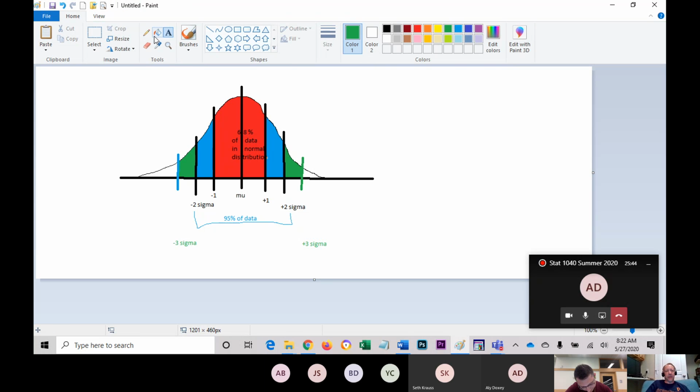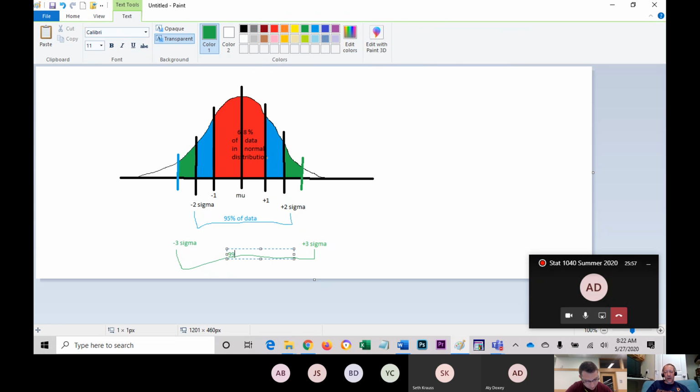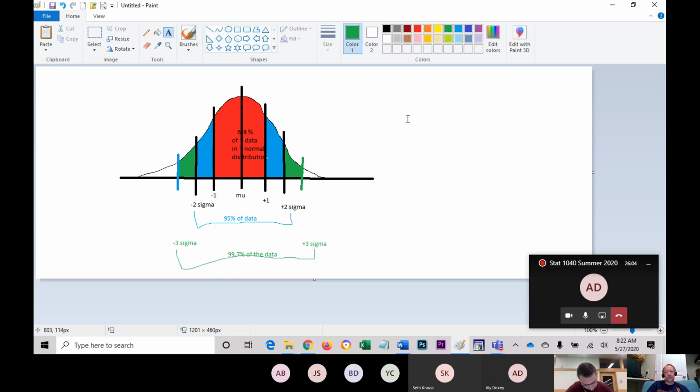And so that represents 99.7% of the data. Okay. So normal curves are extremely predictable, and we can know that a normal distribution will follow this.